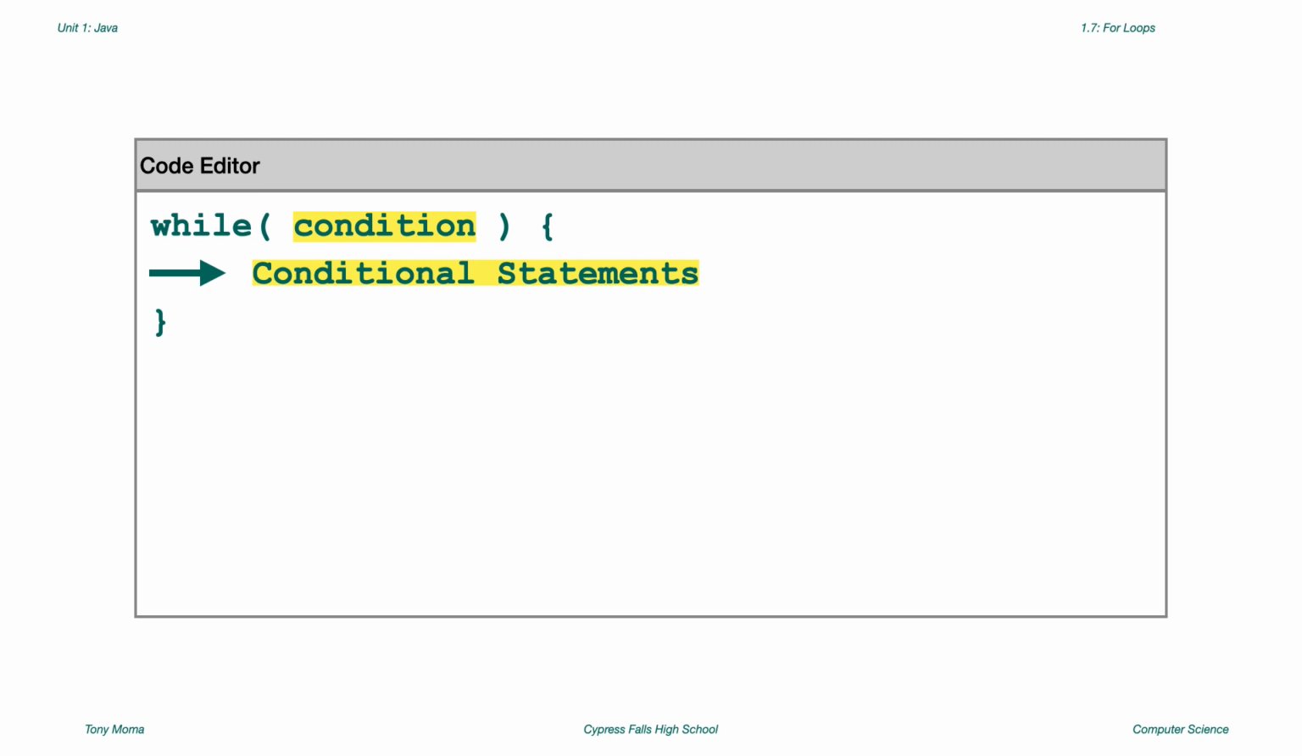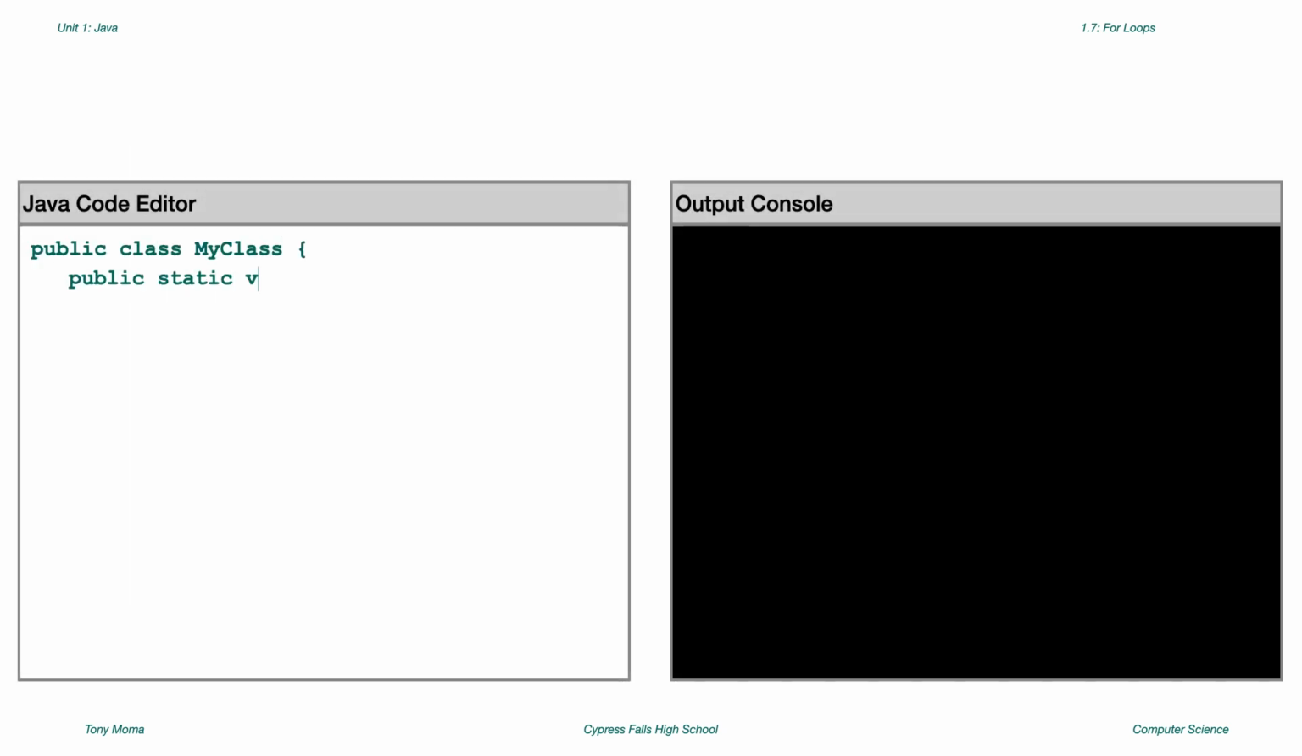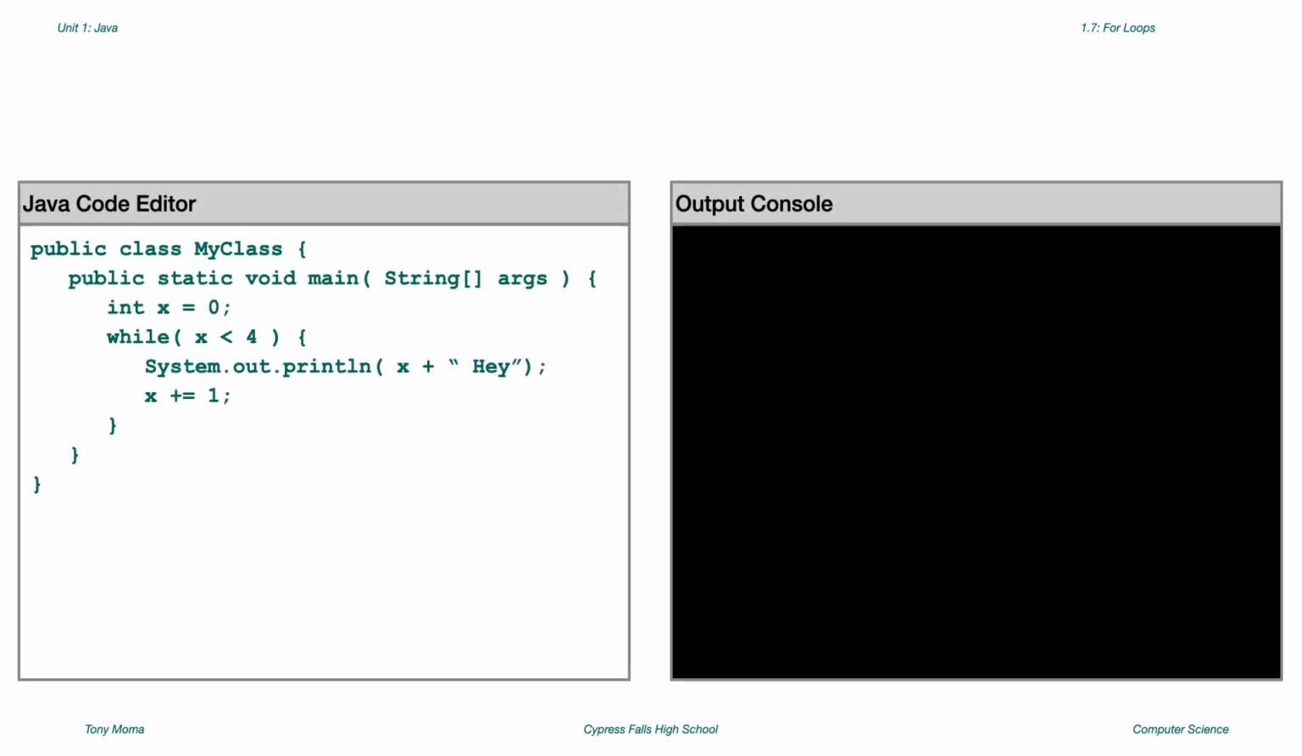Okay. Now let's examine how a while loop works in our Java code editor. Here in this program, we start by initializing a variable named x to 0. Then we go to the while loop. Just like with Python while loops, the loop condition is evaluated before each iteration of the while loop. If the condition is true, then we'll execute the iteration. If it's false, then we will not execute the iteration and the while loop will be complete. In this case, the condition is true since 0 is less than 4.